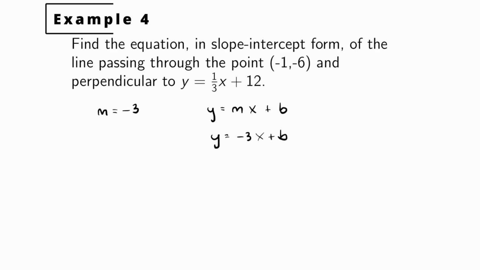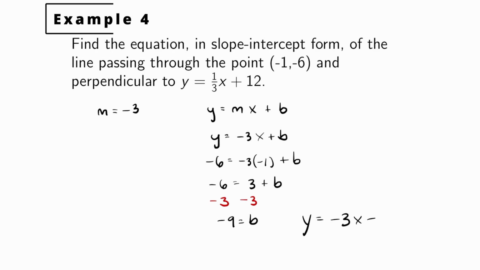So y is -6. So we get -6 equals -3 times x, which is -1, plus b. If we simplify, we get -6 equals 3 plus b. And we subtract 3 from both sides here, and we arrive at -9 equals b. So the equation of our line will be y equals -3x minus 9 in slope-intercept form.